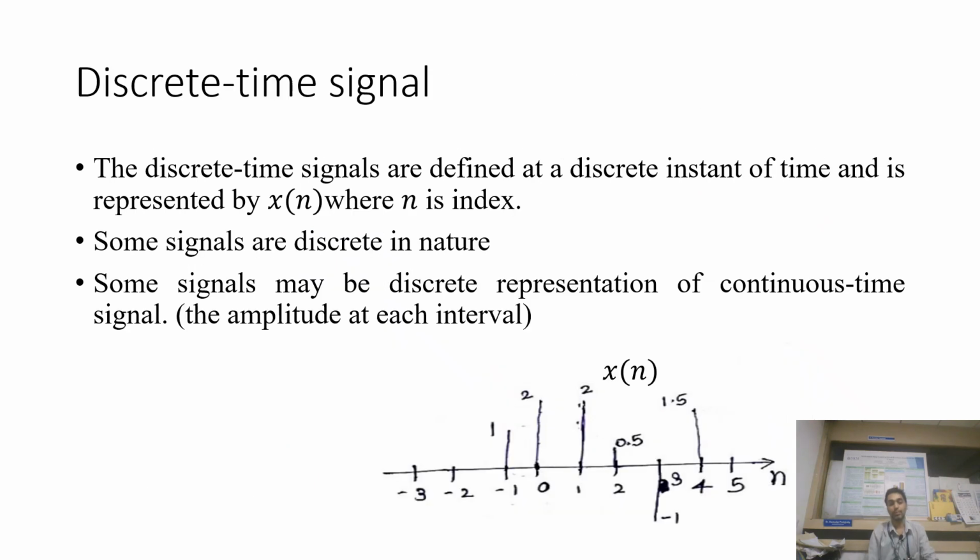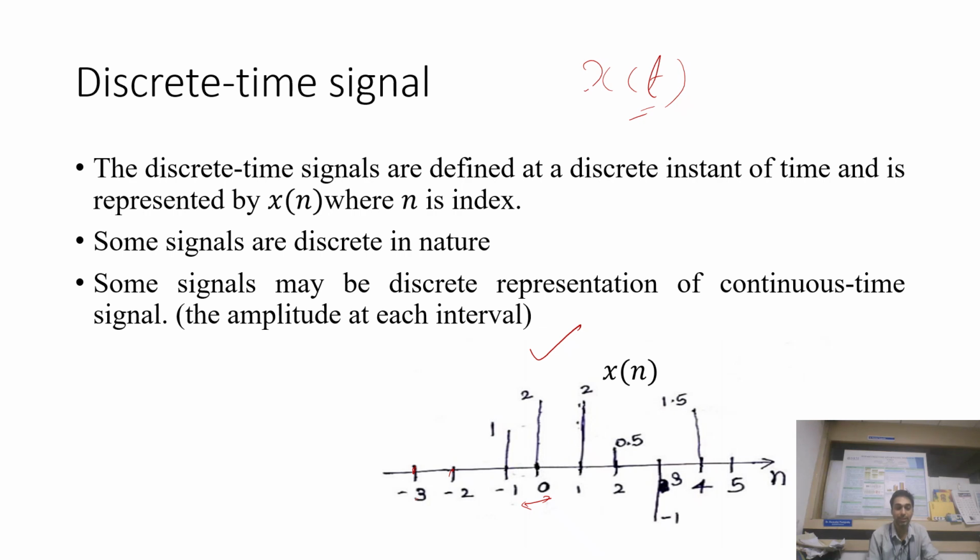Then we go to the discrete time signal. What is a discrete time signal? It is defined at instants of time and represented by x of n, where n is the index. A continuous time signal is represented by x of t, where t is the continuous time, whereas for discrete, n is an interval of time. Some signals may be discrete, depending on the continuous time signal, with an amplitude at each interval. You can see in the diagram, minus 3 it is 0, minus 2 it is 0, minus 1. So you can see these are discrete intervals, and the x-axis consists of only integers, on the positive or negative sides. So this is the discrete time signal.